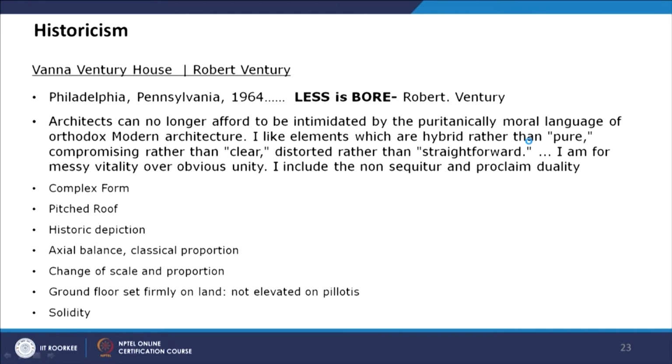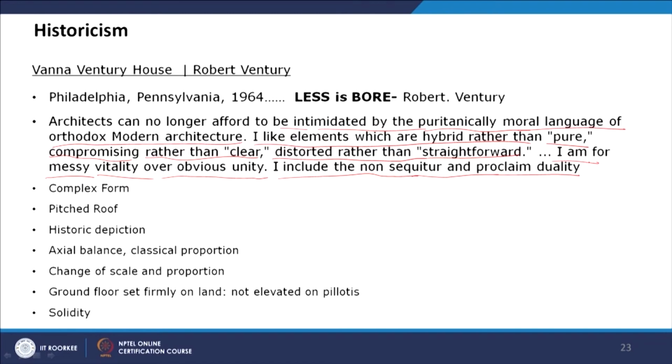So he says the architects can no longer afford to be intimidated by the purely technical moral language of orthodox modern architecture. He says modern architecture is orthodox, which talks about the less is more concept. He says, I like elements which are hybrid rather than pure, compromising rather than clear, and distorted rather than straightforward. So I am for messy vitality over obvious unity. I include the non-sequitur and proclaim the duality of the design.